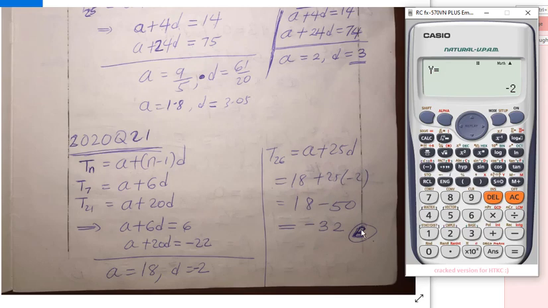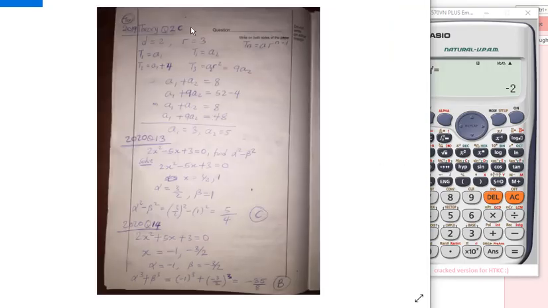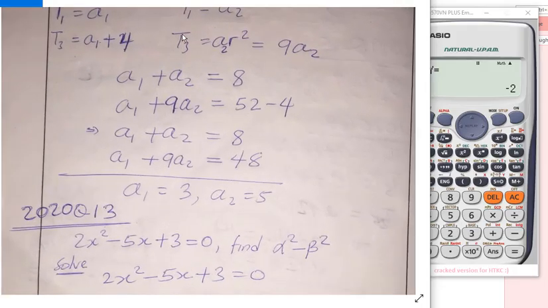That is B. If all these questions come out in your exam, you must not miss it. You must not miss it, please. Please, you have to get these ones.